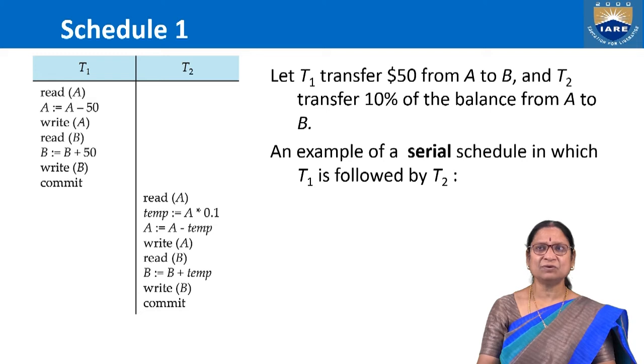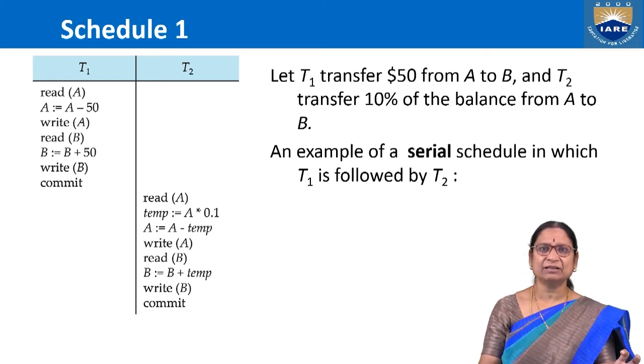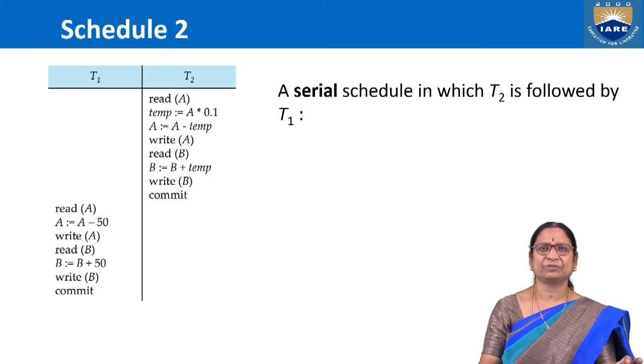So this is an example of a serial schedule in which T1 is followed by T2. T1 completes its set of instructions completely, then T2 will be executed. Similarly, let us assume the same transactions form another serial schedule, in which T2 is followed by T1.